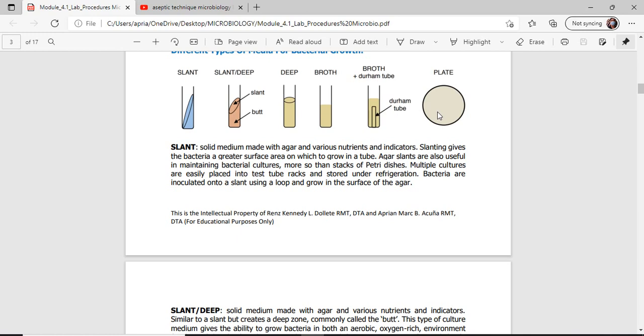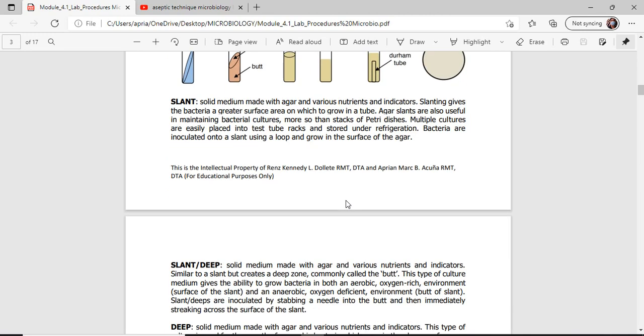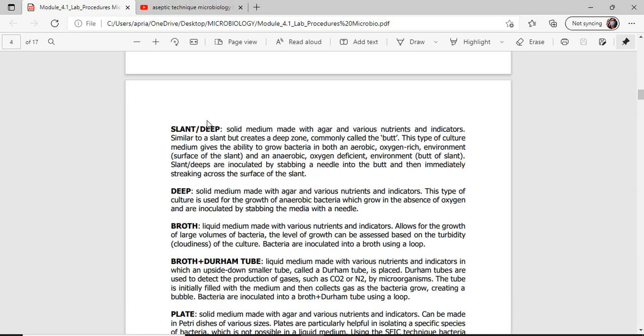Then you have here multiple cultures placed in the test tube racks and stored inside the refrigerator. Bacteria are inoculated into a slant using a loop and grow on the surface of the agar. Then you have your deep or slant deep, okay? A solid medium made with the agar of various nutrients and indicator, similar lang.